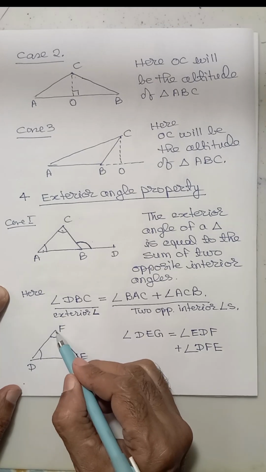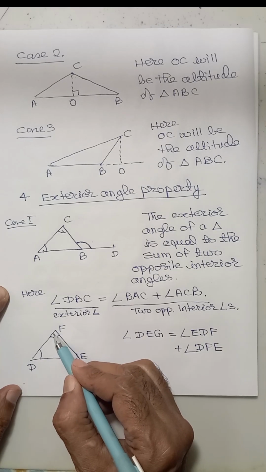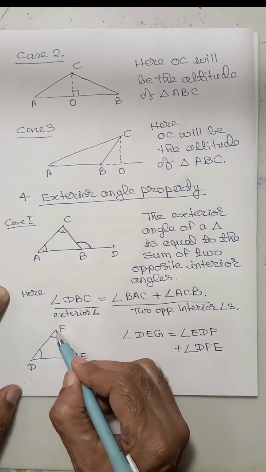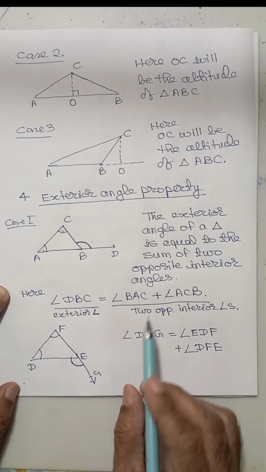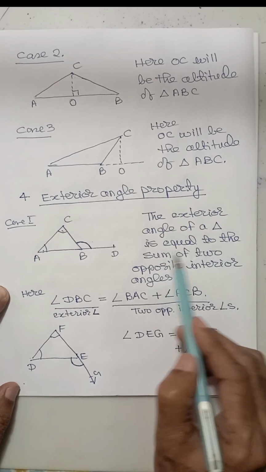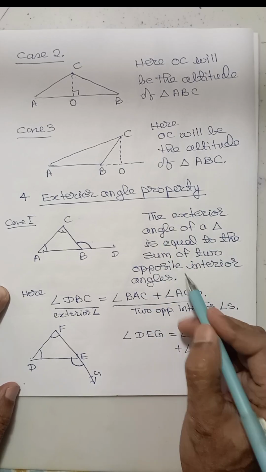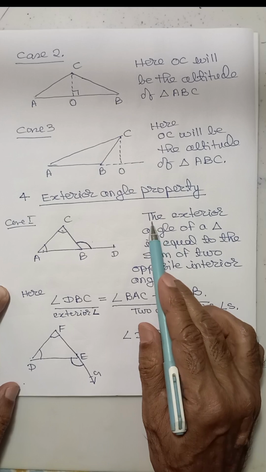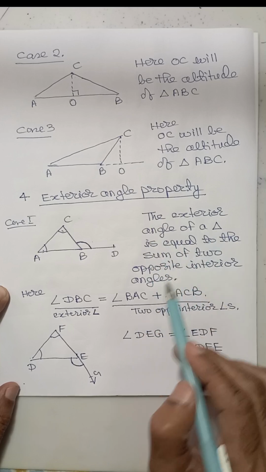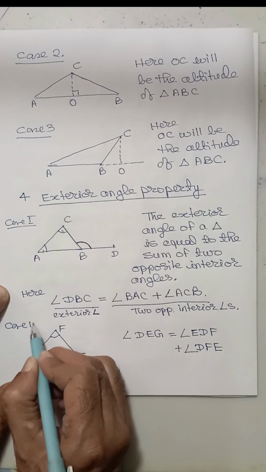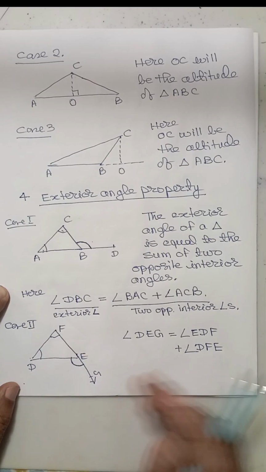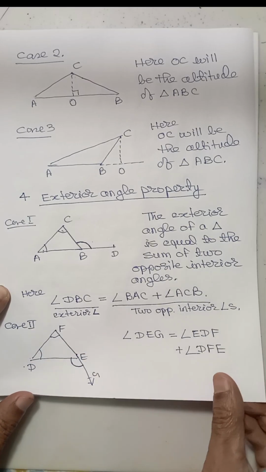Similarly, we can produce the sides of a triangle in 2 different ways from one vertex, and we can prove that the exterior angle of a triangle is equal to the sum of 2 opposite interior angles. So this you have to learn, you have to remember this property and learn from the figure how they are. This is case 2, how the external angle is equal to 2 opposite internal angles.